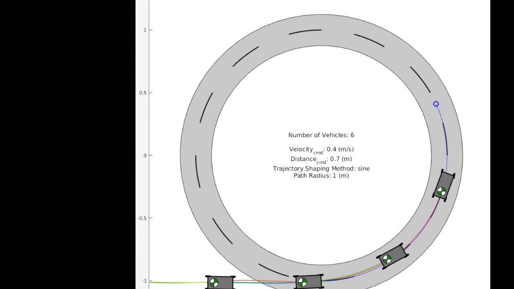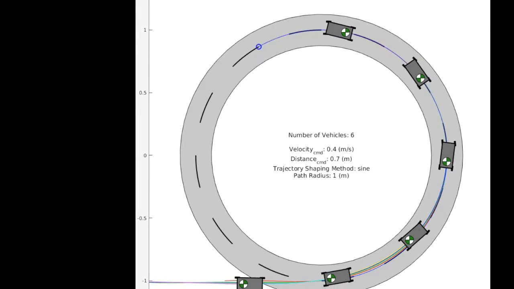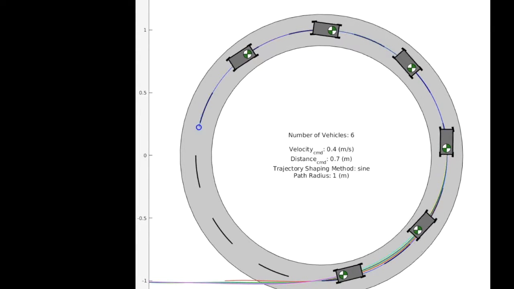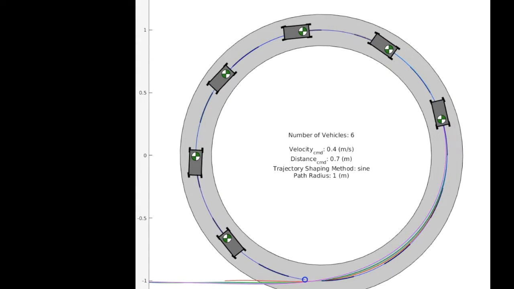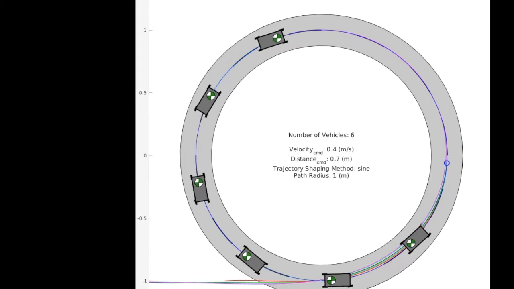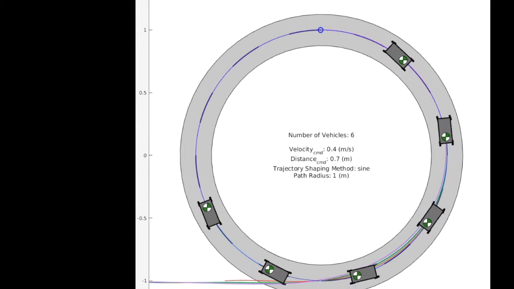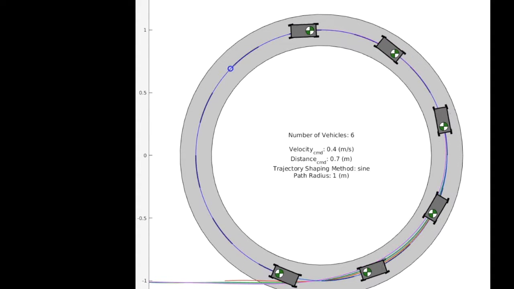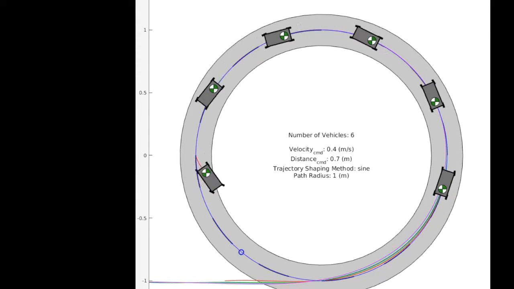So we'll see that all the vehicles basically converge on the path and maintain a distance of 0.7 meters. Initially there was a little offset, but eventually they all converge on the path. So now in the next video we will show you the same thing in the experiment.